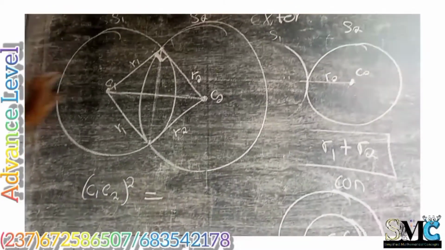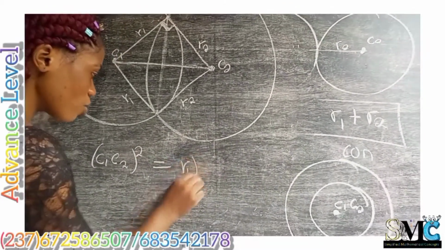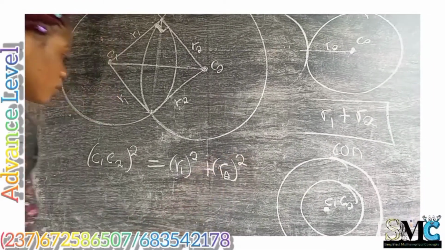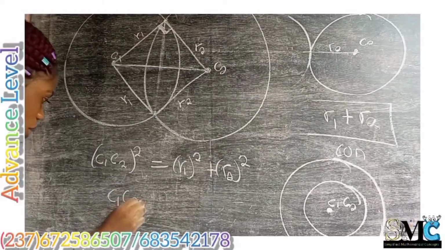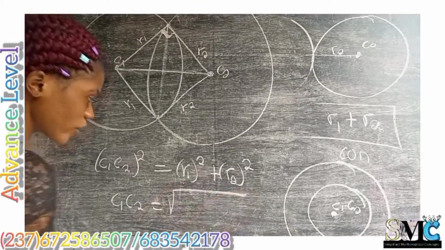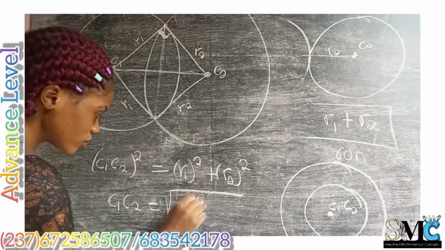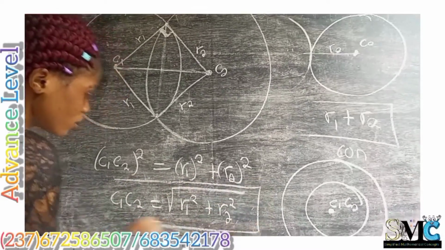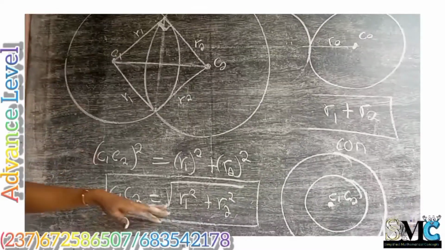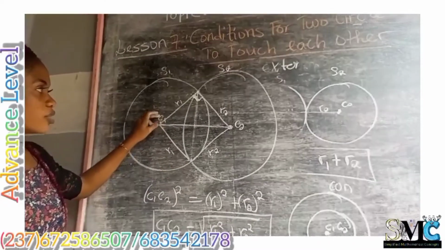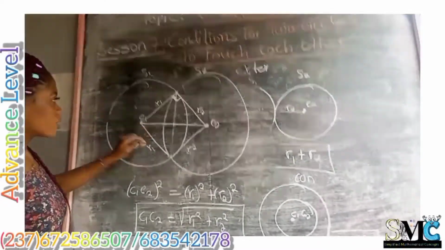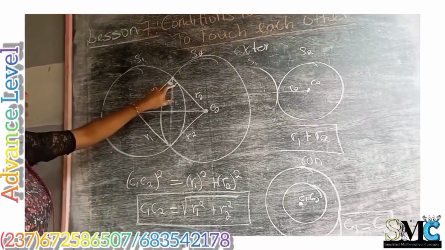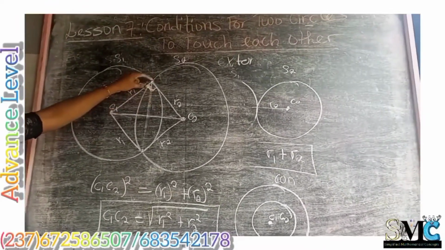So C1C2 all squared is R1 squared plus R2 squared. So we can say the distance from C1 to C2 is the square root of R1 squared plus R2 squared. So this is the condition for two circles to be orthogonal to each other. That means their radii meet at an angle of 90 degrees at the circumference.